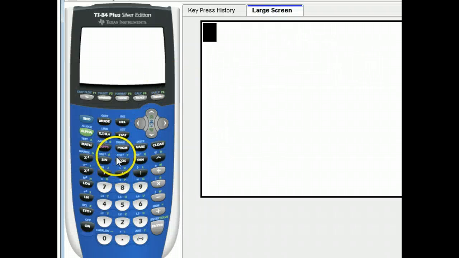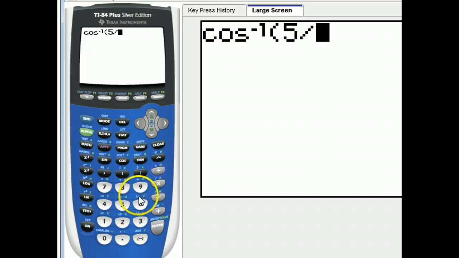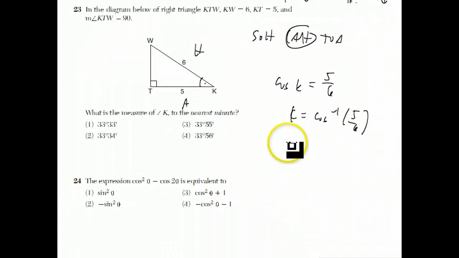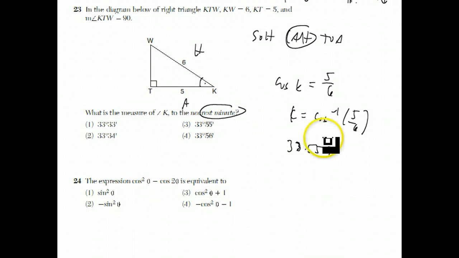So we take our graphing calculator and do second cosine, that's cosine inverse of 5 over 6. And we get our answer, 33.5573 degrees. Well, all the choices, they want the answer in the nearest minute. So the idea is there's 60 minutes in a degree. So if you take this 0.557 and multiply it by 60, you'll get your answer.